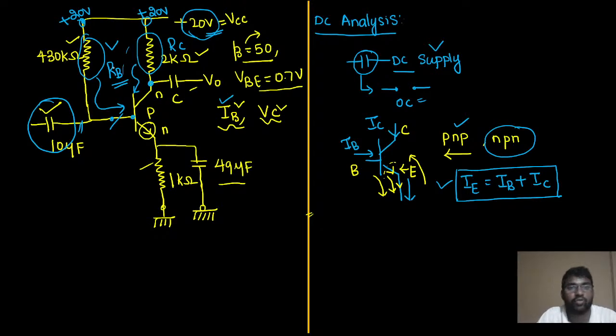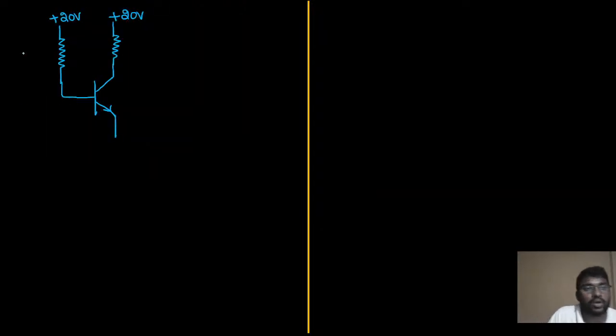Fine, sir. Now, so I can write, here also we are going to consider 20 voltage. Here also we are going to consider same 20 voltage only. And what is the value of base resistor? They have given 430 kilo ohm, 2 kilo ohm. So this resistor is going to be 430 kilo ohm. This is going to be 2 kilo ohm.